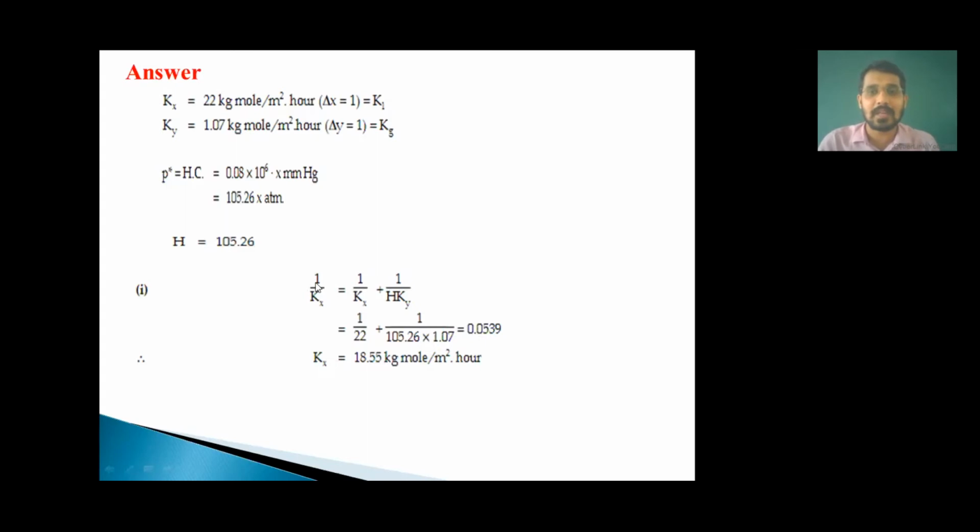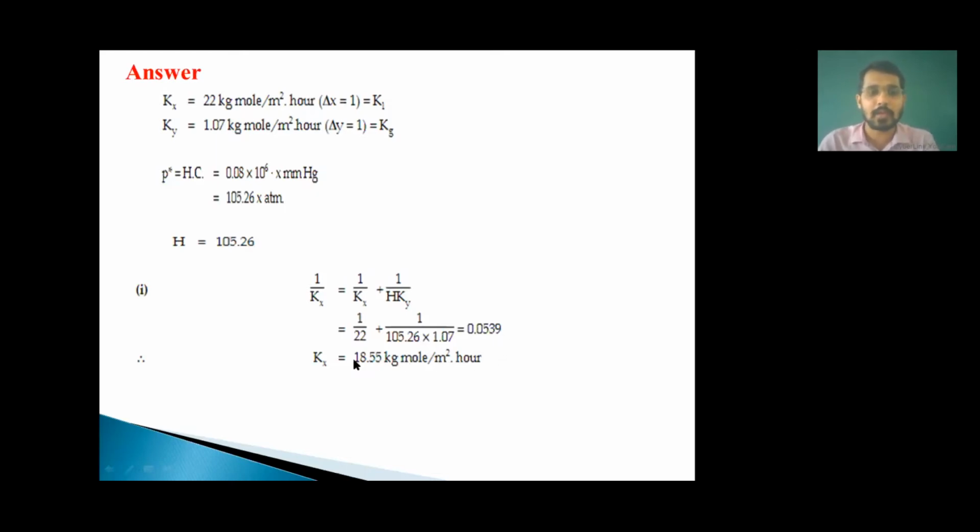If the examiner asks you what is the overall resistance to mass transfer in a liquid phase, then you have to write here 1 upon Kx is equal to 0.0539. This is the overall resistance in a liquid phase. But the value of the mass transfer coefficient in a liquid phase is 18.55. This is Kx, and this is resistance to mass transfer. This is mass transfer coefficient. Be careful about this. Next one.